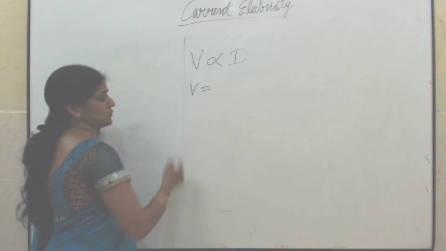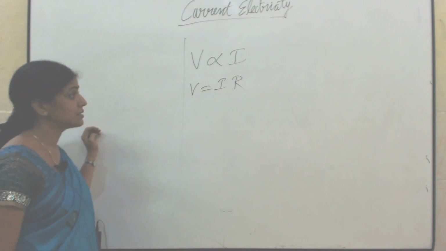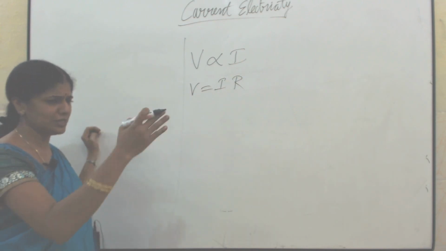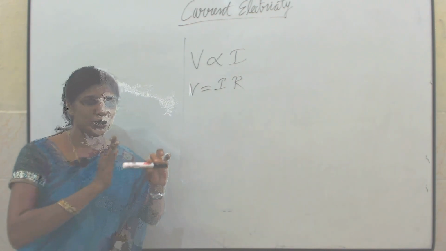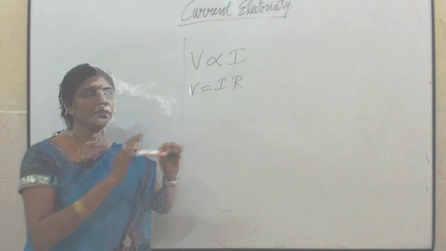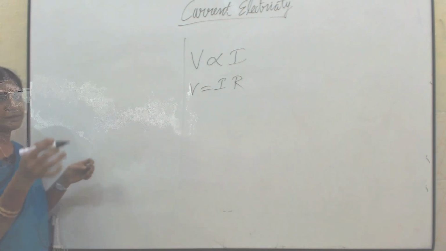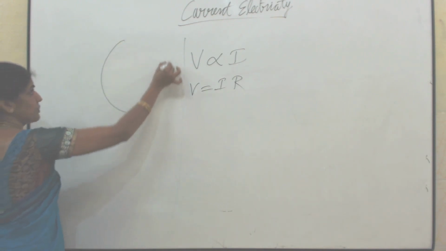If I put equal to, what do I have to introduce? A constant. That is R here. What is R called? Resistance of the conductor. What is resistance? Resistance is nothing but to resist the flow of the charges. That we call a resistance here. Now, I will tell you a very easy method to remember this Ohm's law because this is very important. Just imagine this is O.